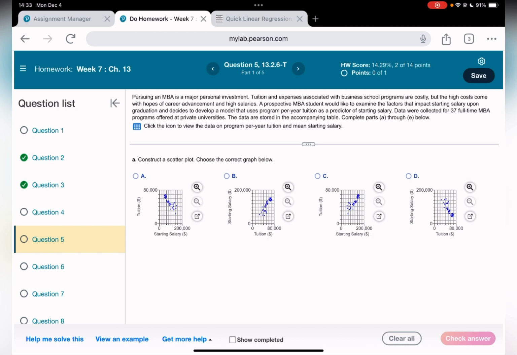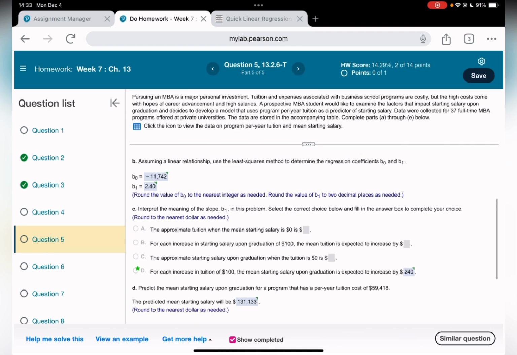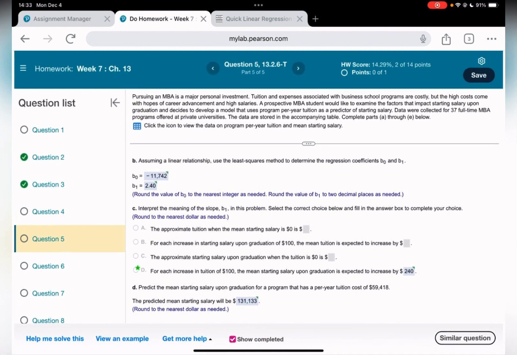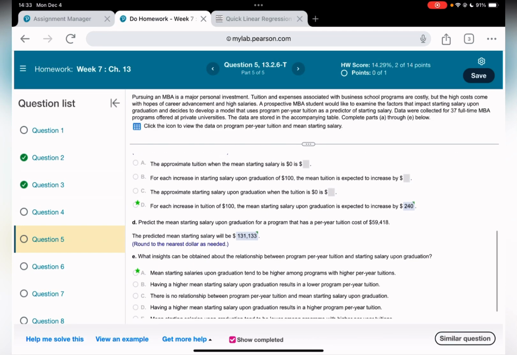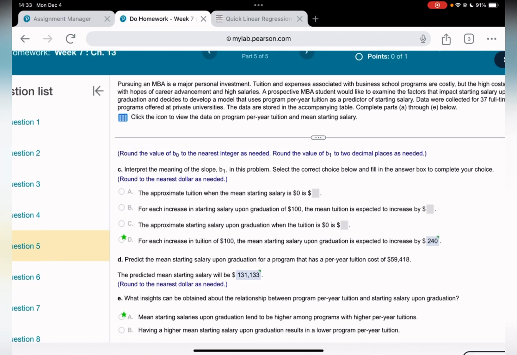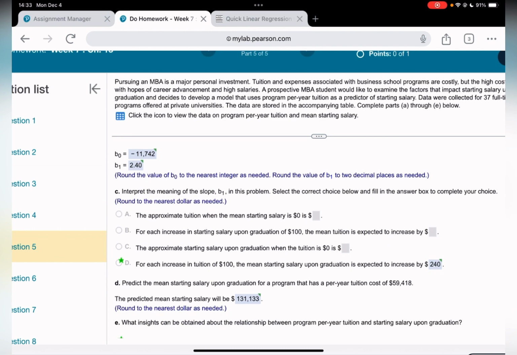And let me open the answer for this case so I can explain to you. This B0, B1 you will get from this calculator and from this equation, obviously. And here I saw you have more questions. Interpret the meaning of the slope B1 in the problem. Select the correct choice and fill in the blank. So in our case, it's going to be B1 is 2.4.